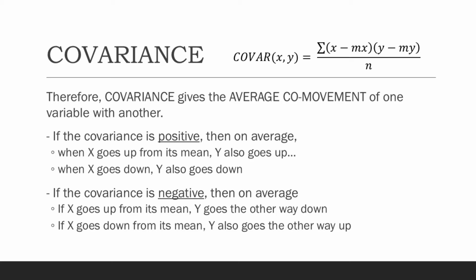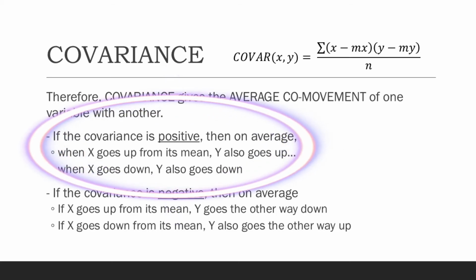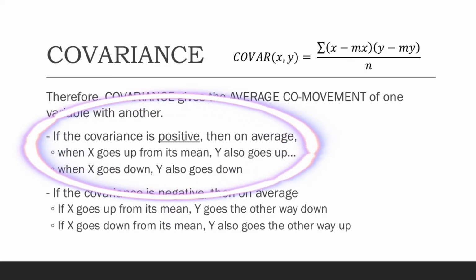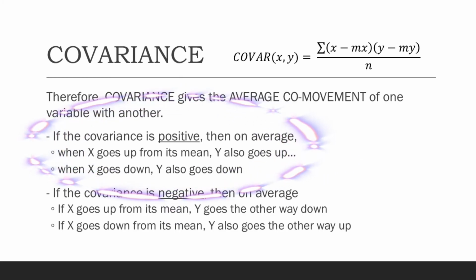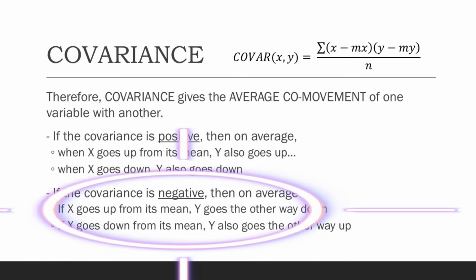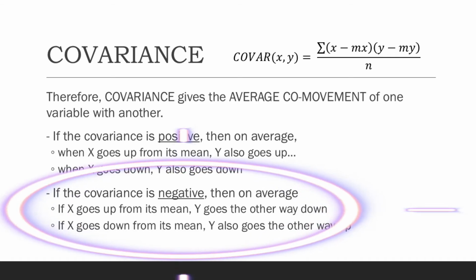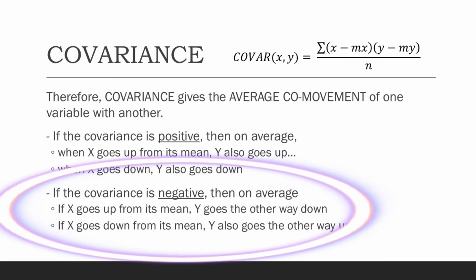If the covariance is positive, then on average, when X goes up from its mean, Y also goes up. When X goes down, Y also goes down. If the covariance is negative, then on average, if X goes up from its mean, then Y must go the other way, down. Or if X goes down from its mean, then Y also goes the other way, up.